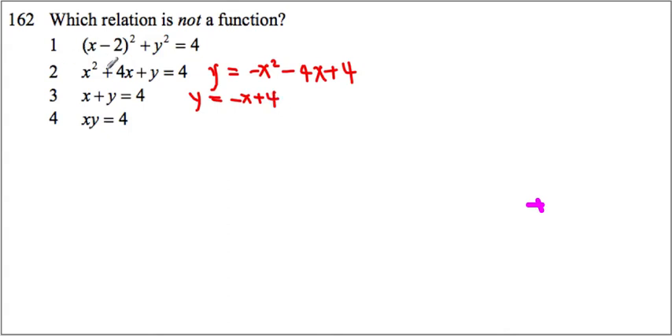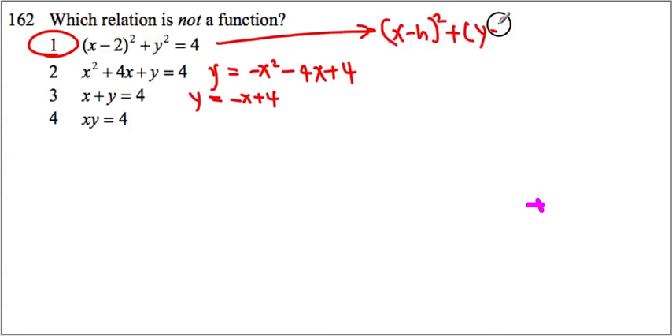One thing that's not a function is choice 1, because if you sketch this one, you will realize that this is a circle. A circle with a radius of 2. You have to remember that x minus h squared plus y minus k squared equals r squared. This is the format of a circle where the center is at h comma k and the radius is equal to r. Then you can see that the radius of this circle would be 2, and the center is at 2 comma 0. So therefore, a circle will not be a function. As you can see, it's not going to pass the vertical line test.